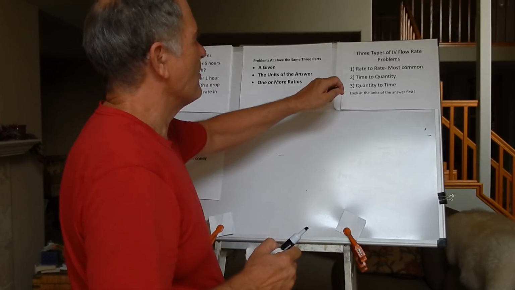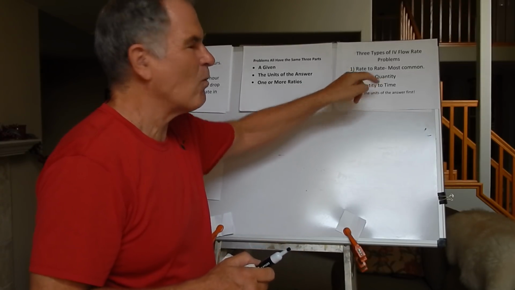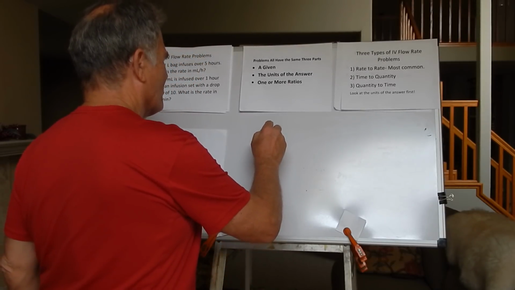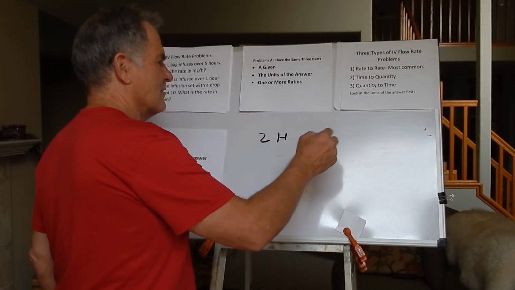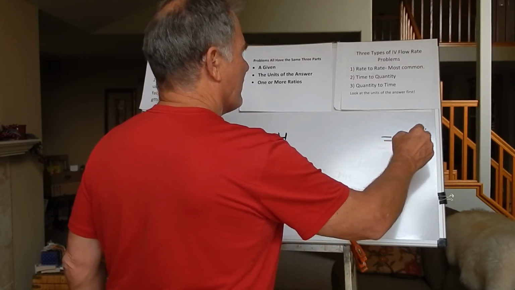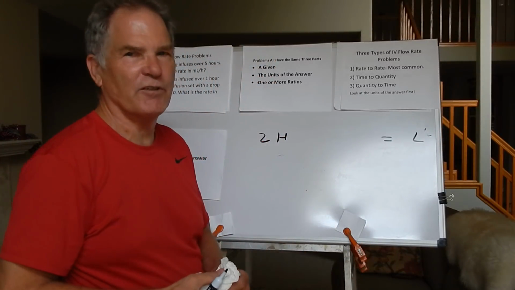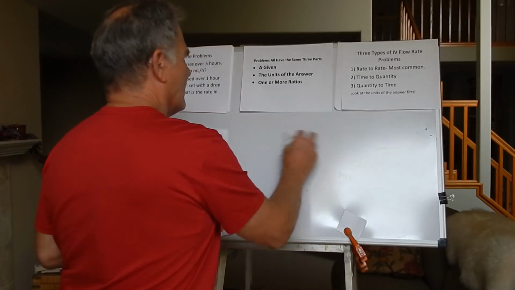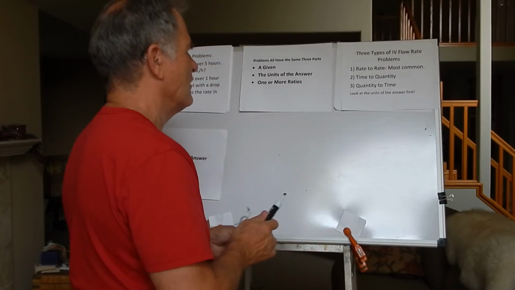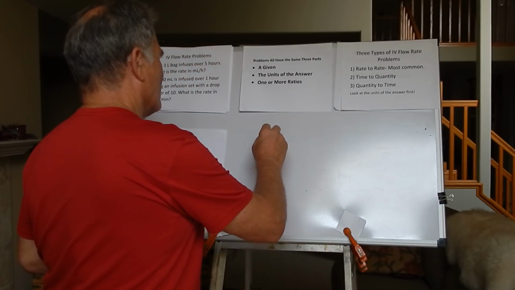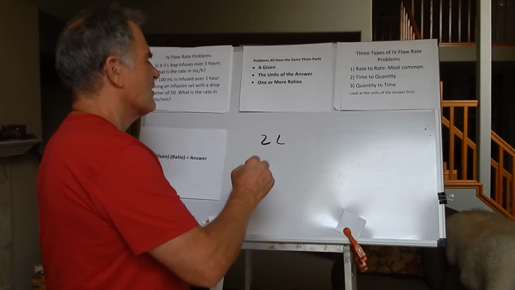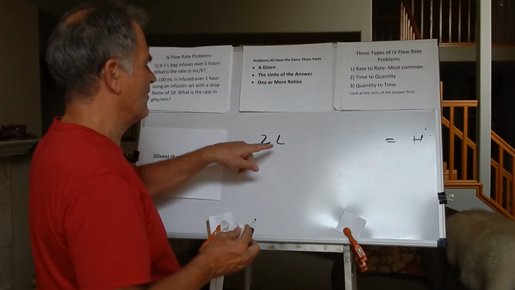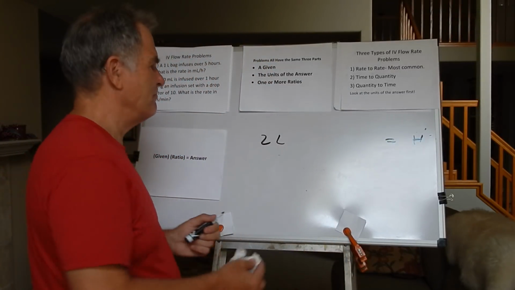The other type is a time to a quantity. They might say a bag has been running for 2 hours at a certain rate, and how many liters have been infused. So you have a time to a quantity. And then the last type is a quantity to a time. So they might say 2 liters have been infused at a certain rate, and then how many hours is that? So you have a quantity to a time, right?